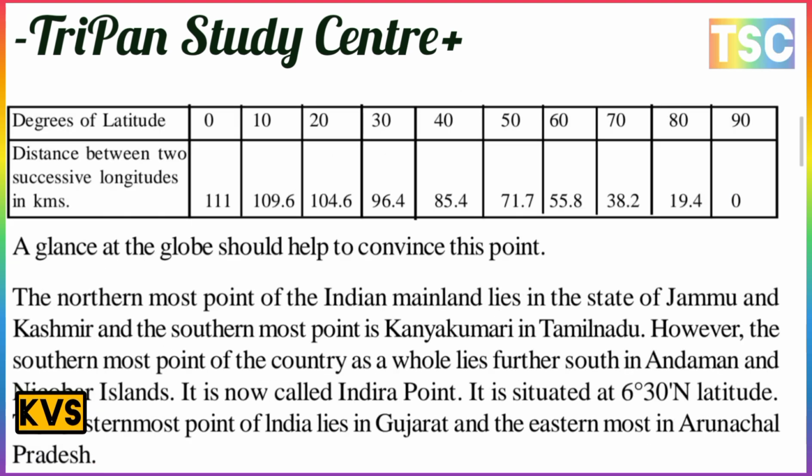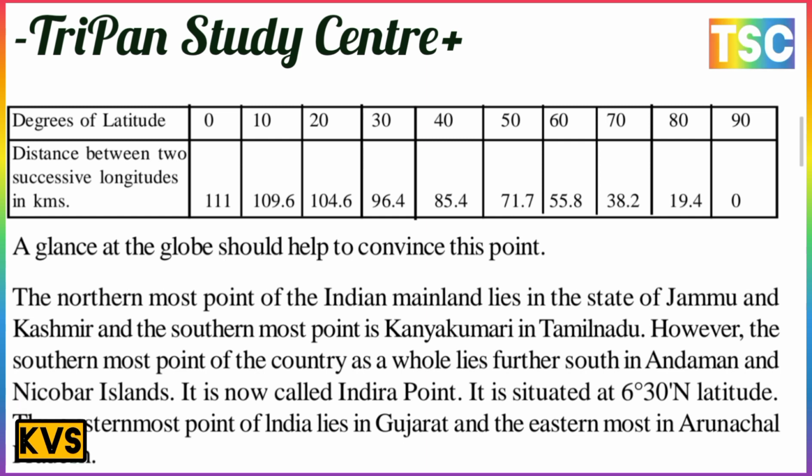The table shows the degree of latitude and the distance between two successive longitudes in kilometres. At 0 degrees it is 111 kilometres, at 10 it is 109, at 20 it is 104, at 30 it is 96 and at 40 it is 85. And so on, until at 90 degrees of latitude the distance is 0 kilometres. This is a most important point here. A globe should help to convince you of this point.